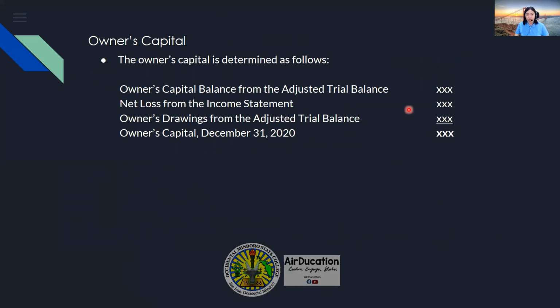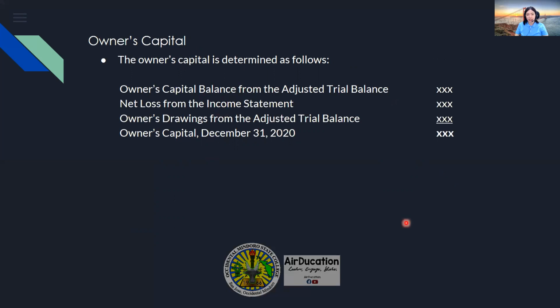So kung meron tayong owner's capital, magkano kaya ang owner's capital natin na na-record dun sa adjusted trial balance? Okay, kung meron tayong net income sa income statement, i-add natin yon. Or ima-minus natin, plus minus yon, yung net loss natin. Yung owner's drawings from adjusted trial balance, kapag may mga winidraw si employee natin, or kaya ikaw for your own personal use, so yan. And of course, the total amount of capital.